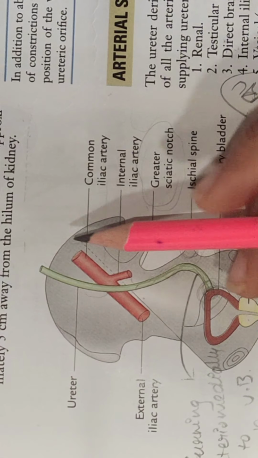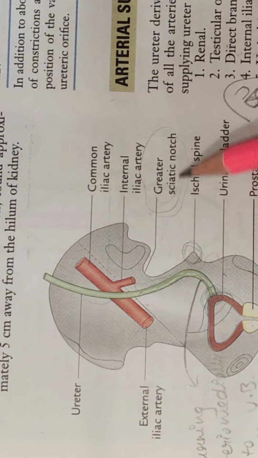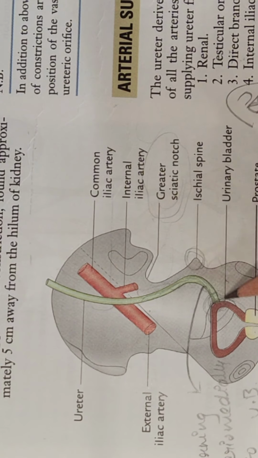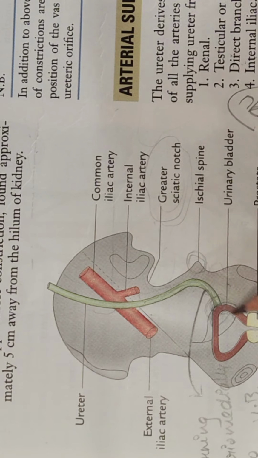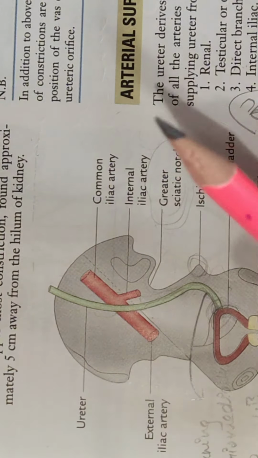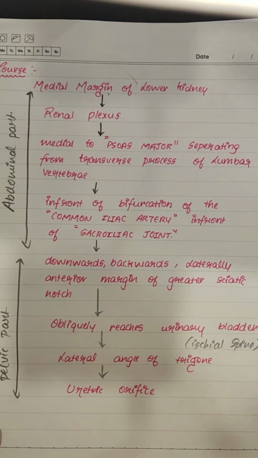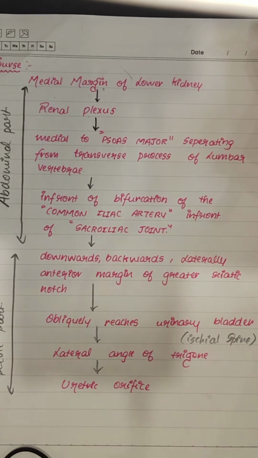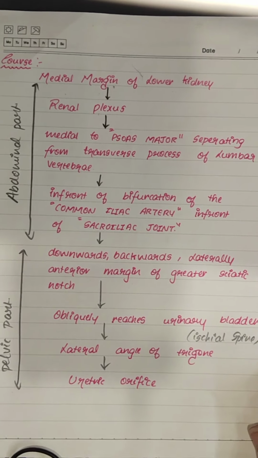So it reaches downwards, backwards and laterally near the anterior margin of the greater sciatic notch. As you can see here, it crosses the ischial spine, obliquely reaches the urinary bladder and attaches around the lateral angle of the trigone of the urinary bladder, near the ureteric orifice. So this is about the course of the abdominal part as well as the pelvic part. I have written this in written format. If you want the written format, you can take a screenshot.